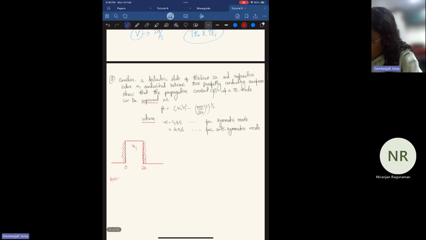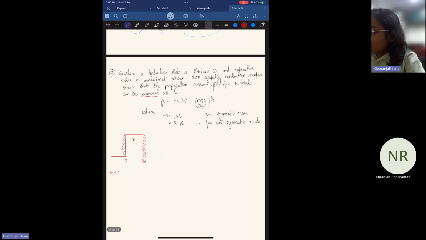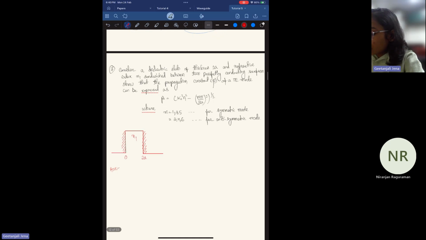So it is based on a mirror waveguide. If you coat the surface of this core-cladding interface by some metal, then what will be the wave equation? What will be the propagation constant? How does the wave behave inside this mirror waveguide? Okay, so let me read out the question.